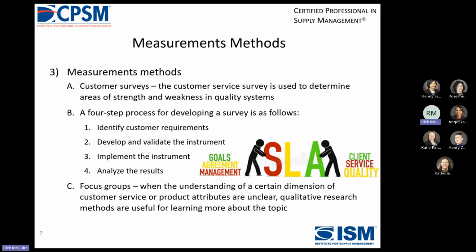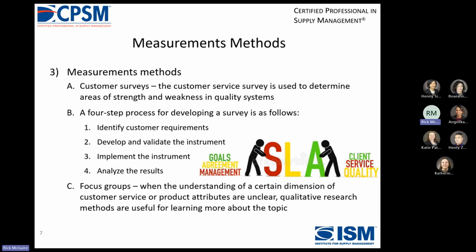Measurement methods. Customer surveys usually determine the areas of strength and weakness in the quality systems. There's a 4-step process for developing a survey: identify customer requirements, develop and validate the instrument, SurveyMonkey, implement the instrument by email, and analyze the results.